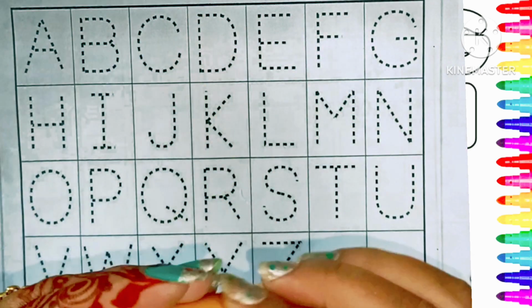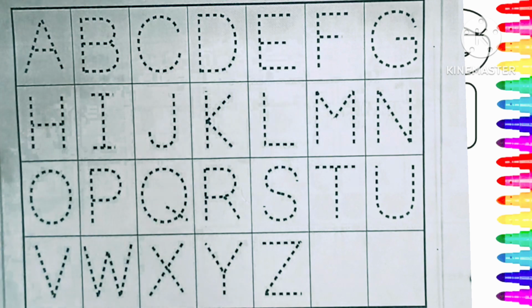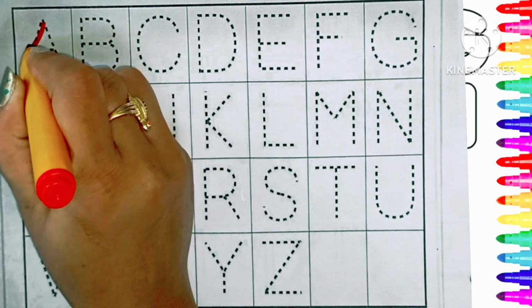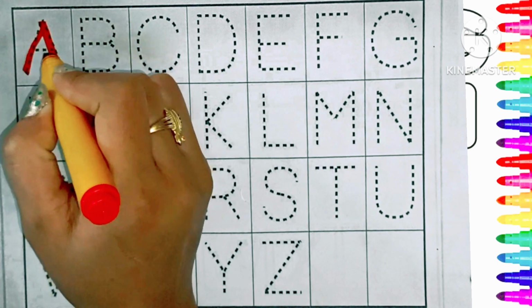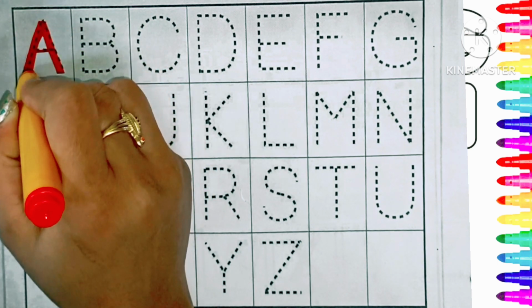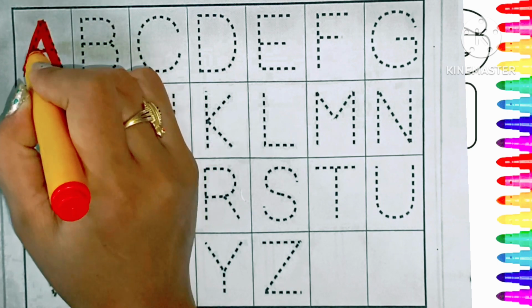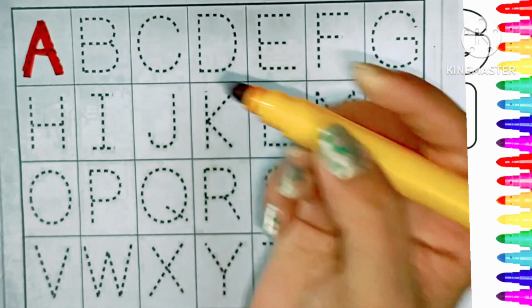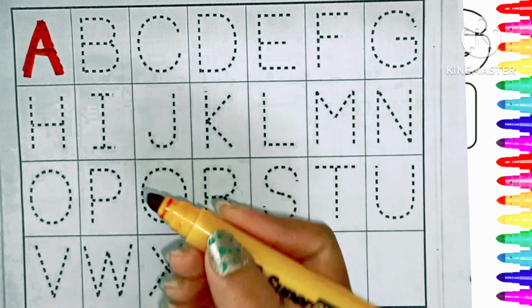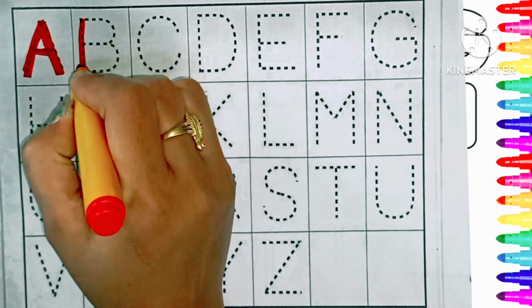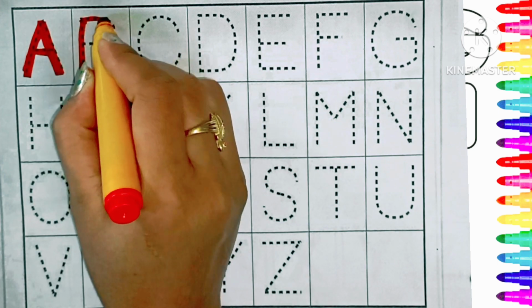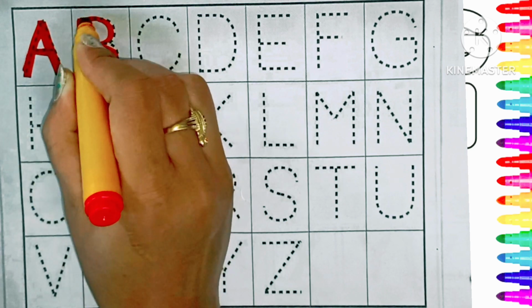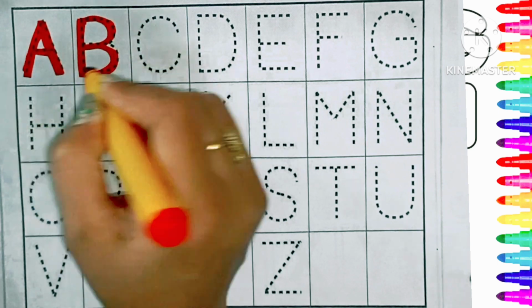तो पहले हम रेड कलर में लिखते हैं। A, A for apple. B, B for ball.